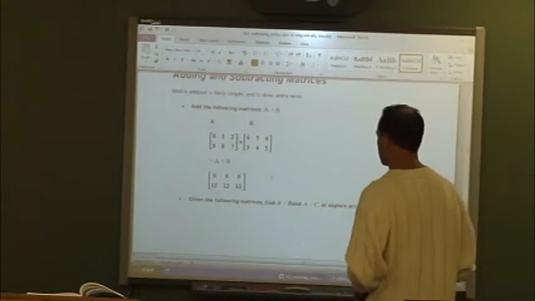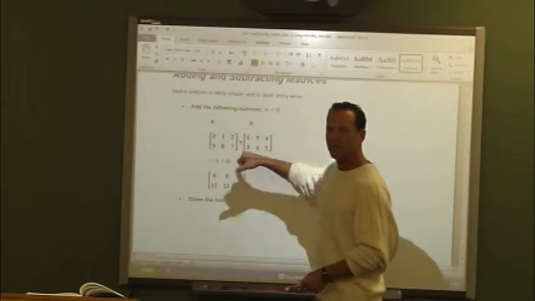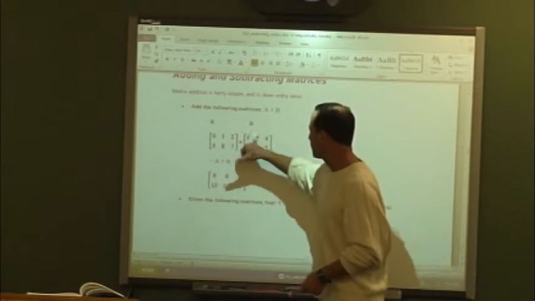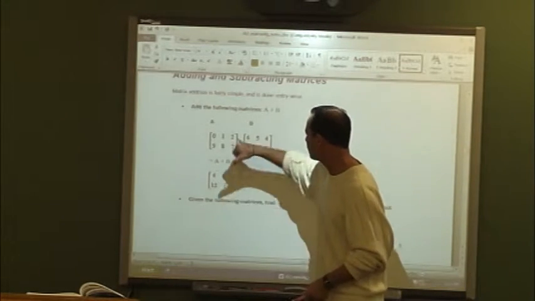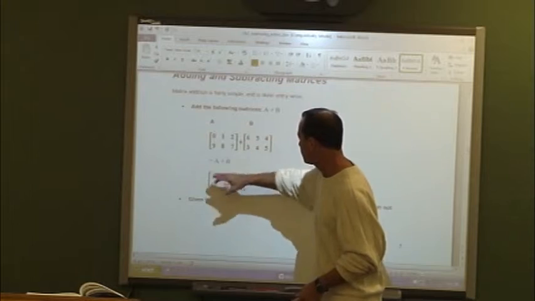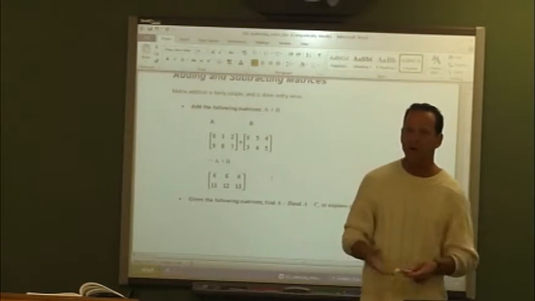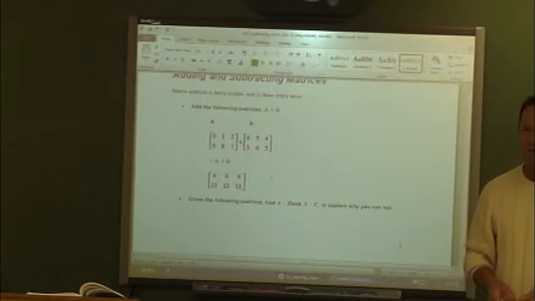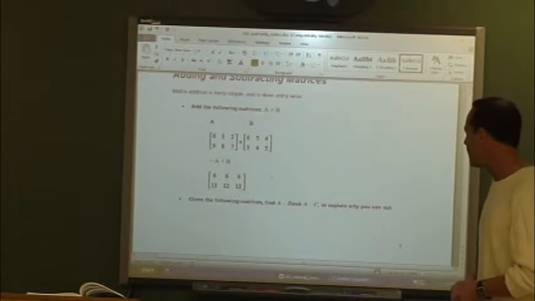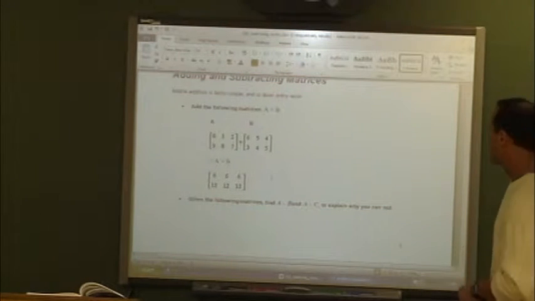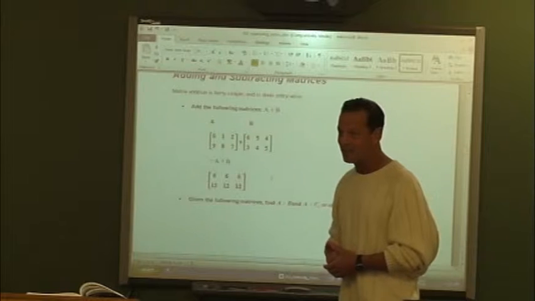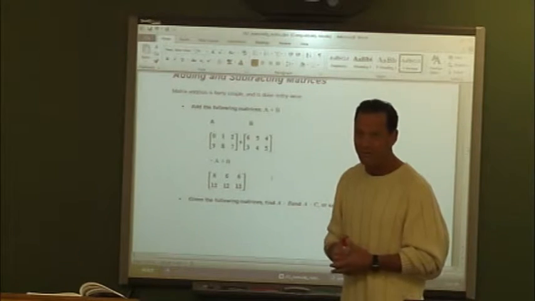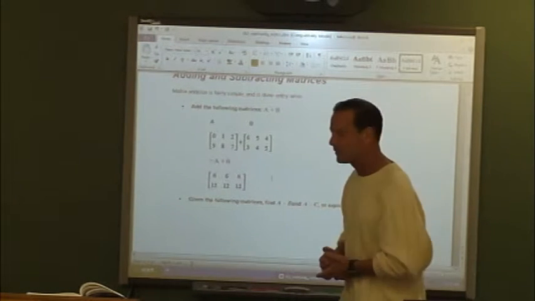So you just add the elements. 0 plus 6 is 6. 1 plus 5 is 6. 2 plus 4 is 6. 9 plus 3 is 12, etc. That's all. That's how you add matrices. Nothing more complex than that. If they're not of the same dimension, you're out of luck.